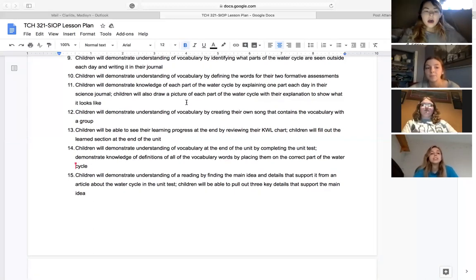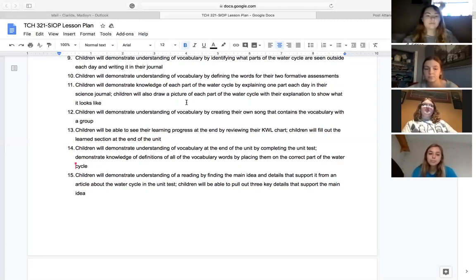Number 13 is children will be able to see their learning progress at the end of the unit by reviewing their KWL chart. And children will fill out the learned section at the end of the unit. And 14, children will demonstrate understanding of vocabulary at the end of the unit by completing the unit test. Demonstrate knowledge of definitions of all of the vocabulary words by placing them on the correct part of the water cycle. So that's just what they'll do at the end of the unit. They'll be able to fill out their L section of the KWL chart and complete a unit test.